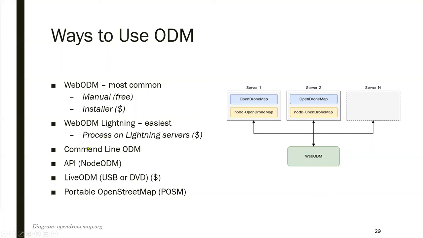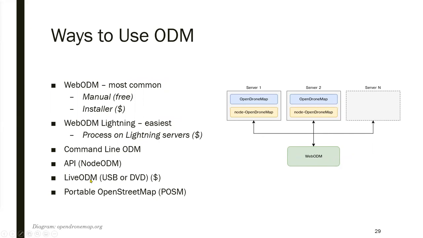Command line ODM, this is the original interface and way of using OpenDroneMap. I use WebODM myself. There's an API available which allows you to pipe other things in. You could put your own web interface in front of OpenDroneMap if you want to do that. If you didn't like the way WebODM lays things out, you wanted to do it yourself, you could do it. These APIs make that possible.